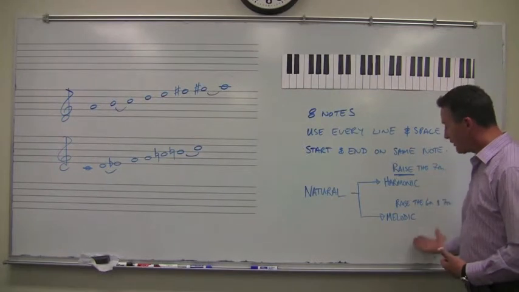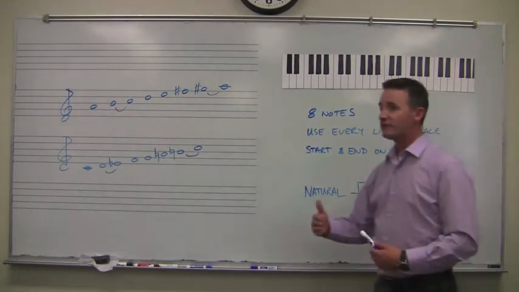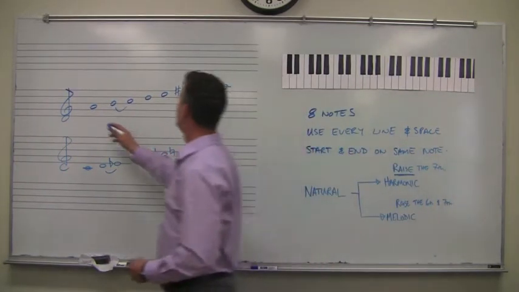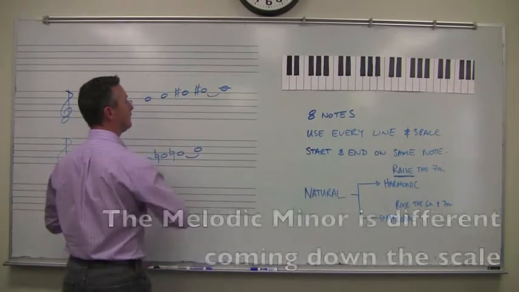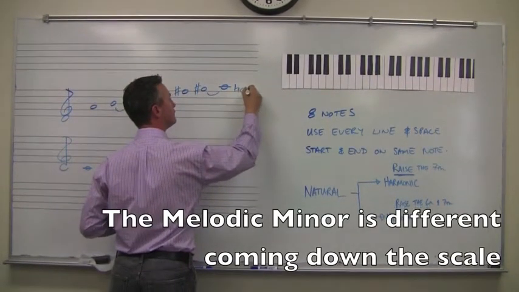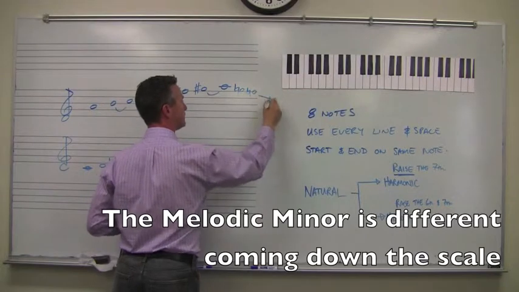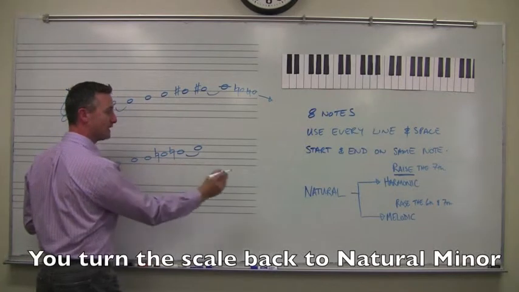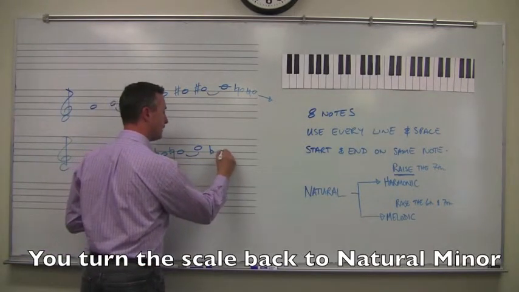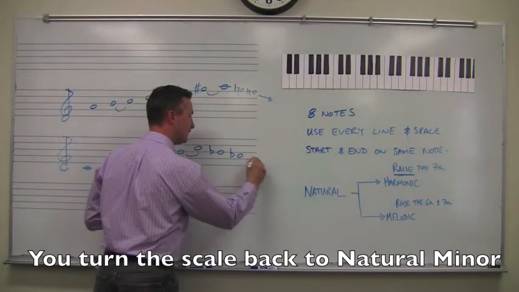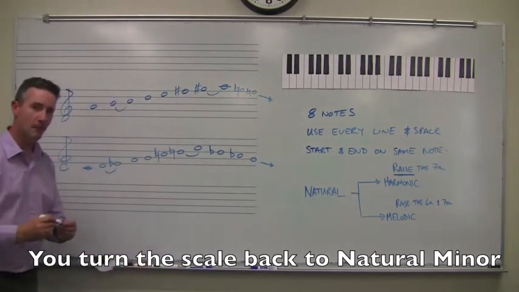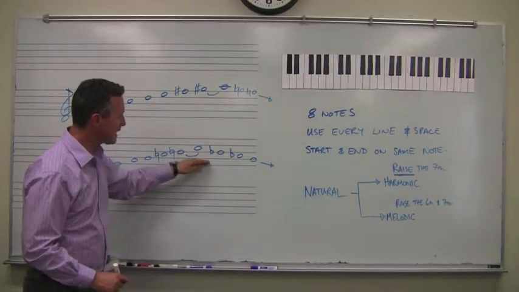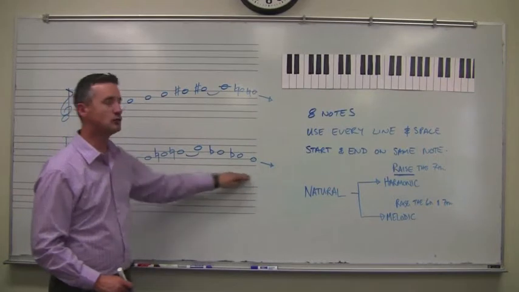With the melodic minor scale, however, it gets returned to the natural on its way down. So you go up like this, but when you come down, you return those notes back to their natural state and carry on down. Up here, I go up, I raise the 6th and 7th scale degrees to get to the melodic minor scale. Going down, I turn them back into their natural minor state. So on the way up, you raise the 6th and 7th. On the way down, you return the scale to its natural state.